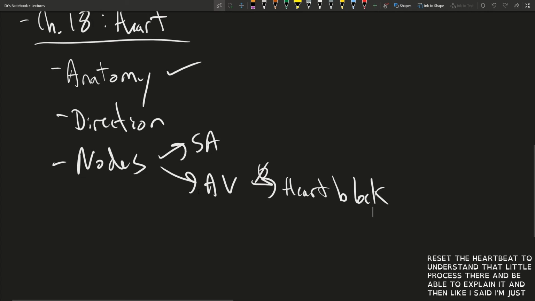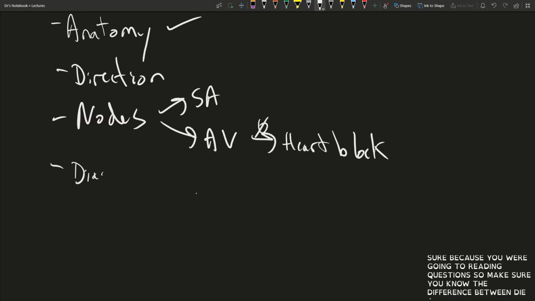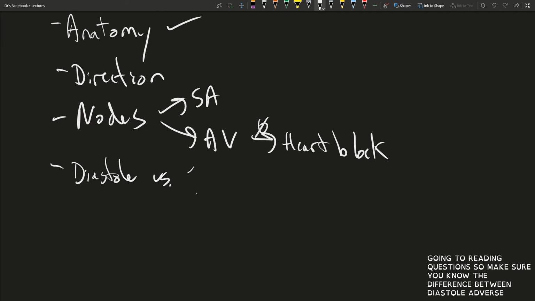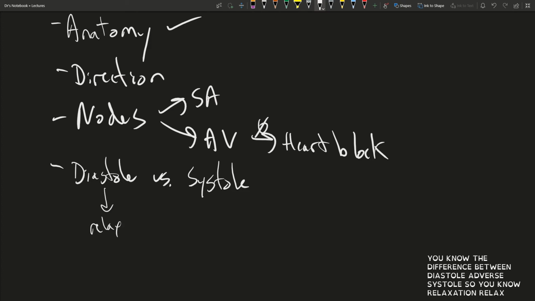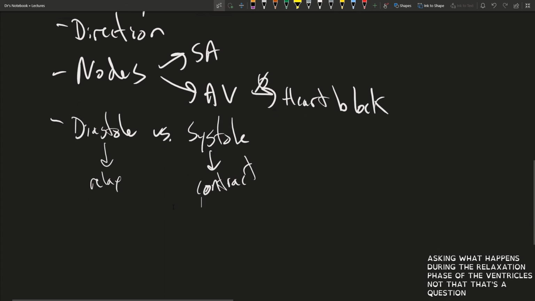And then, like I said, understand that conduction network through the heart and how that signal passes through the different regions. And make sure, because you're going to be reading questions, that you know the difference between diastole versus systole. So, relaxation, relax, contract. Because questions might be worded as, what happens during diastole of the ventricles. If you don't understand what diastole means, you don't know that I'm asking what happens during the relaxation phase of the ventricles. Not that that's a question, but just giving an example of using that in a sentence.